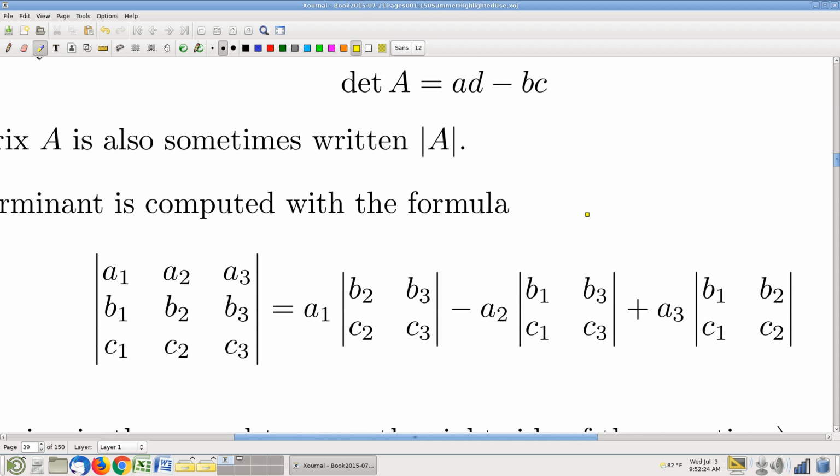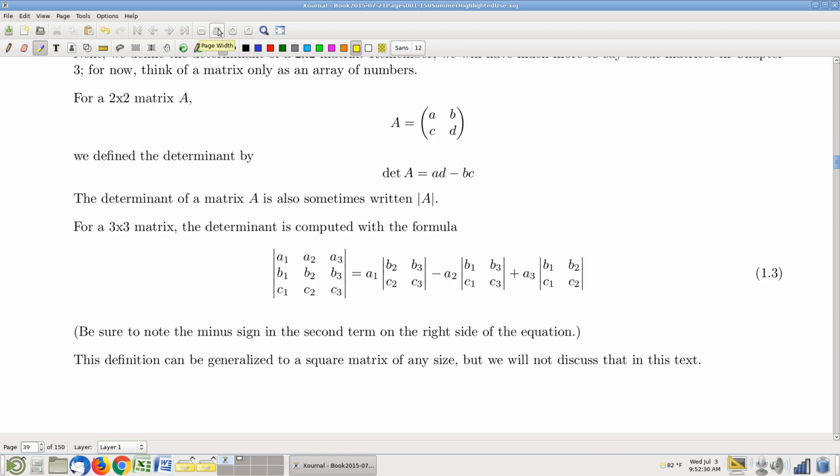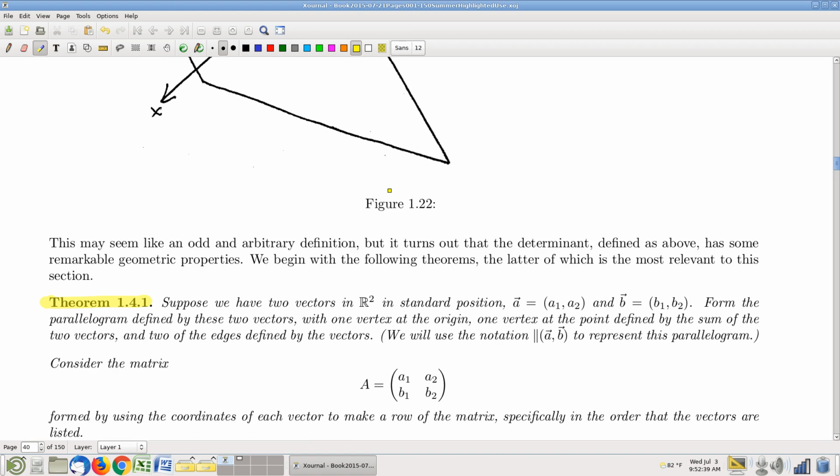Just out of curiosity, how many people have seen these formulas before? Several. Okay, great. If you haven't, there they are. Like I say, some of you have probably seen some properties of determinant. Here's one I bet you haven't seen. At least a lot of students have not seen this.